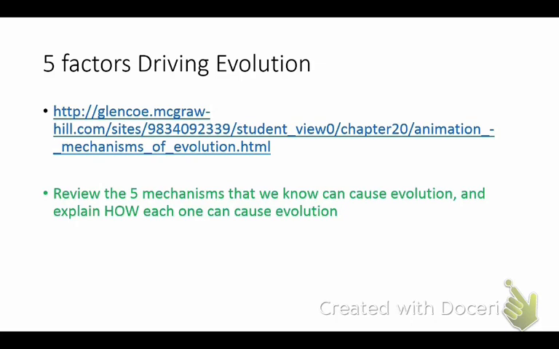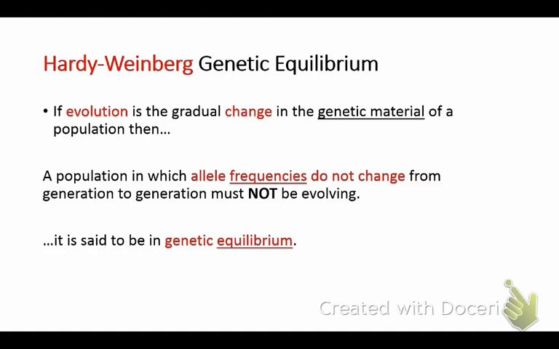Hold on. Okay, Hardy-Weinberg genetic equilibrium. We're not going to go into a lot of detail on this, but we do need to review a few ideas from it. So if evolution, which you can see is in red, is the gradual change in the genetic material, our DNA, our alleles, right, of a population, then a population in which allele frequencies do not change from generation to generation must not be evolving. This type of population is said to be in genetic equilibrium. So you're either evolving or you're in genetic equilibrium. Okay?